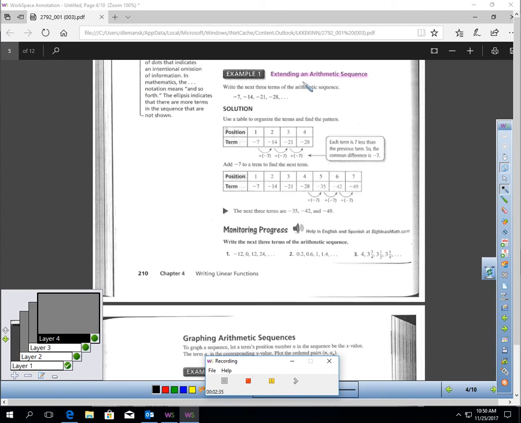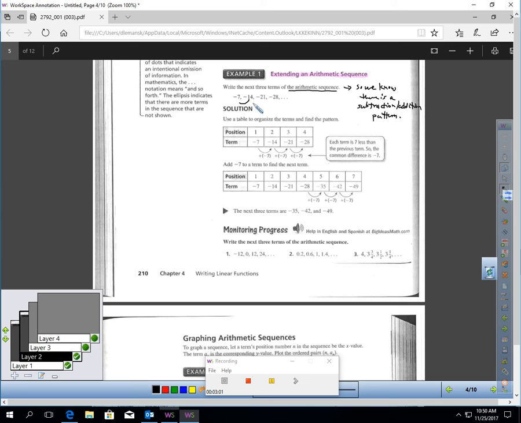Let's talk about extending an arithmetic sequence. This is one of your I cans for this lesson. Let's write the next 3 terms of this arithmetic sequence. Now you notice they told you it's an arithmetic sequence, so we know it has to be an addition or subtraction pattern. I just have to find the pattern. So as I look carefully at this, I notice that if I take away 7, take away 7, take away 7, I keep on getting the next term in the sequence.